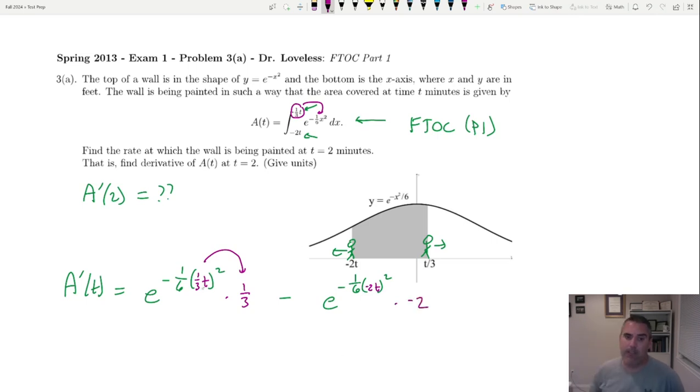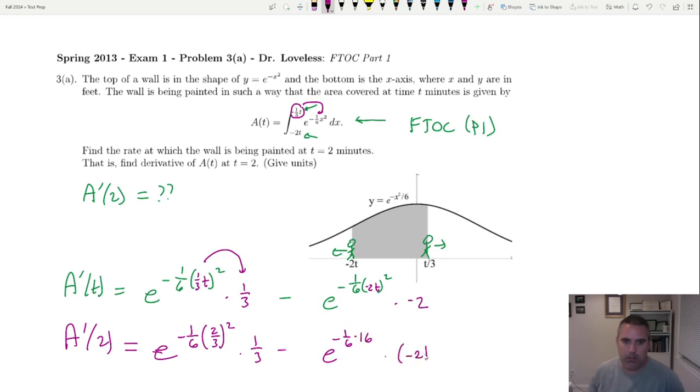And that's it. If I were to simplify this, well, I don't even need to simplify it. The question doesn't say simplify. The question says plug in 2. So now let's finish the problem. We'll plug in 2. A prime of 2, so it's e to the negative 1/6, 2/3 squared times 1/3 minus e to the negative 1/6. And I'm putting in a 2, so it's going to be 4 squared. Negative 4 squared, but it's just going to be 16 times negative 2.